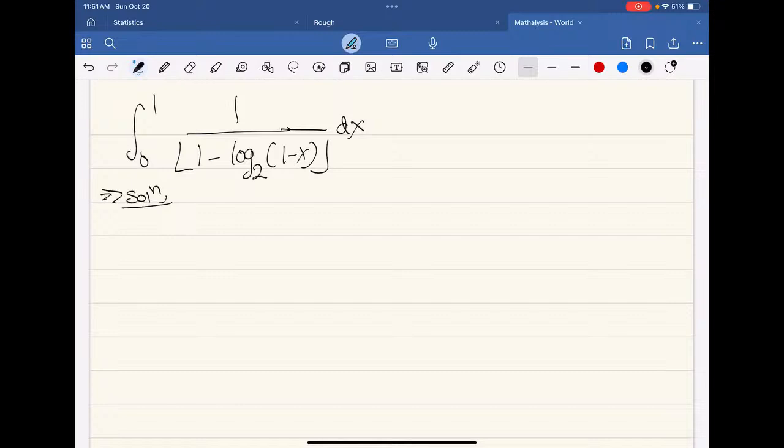Maybe I think I should go on my own. Yeah, let me do it. I think what I would do is I would first try to let this thing be u, right? So that it would be simplified. Now if I let that be u, 1 minus log 2 of 1 minus x.